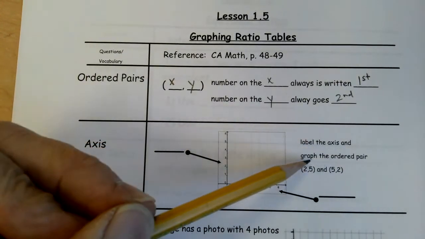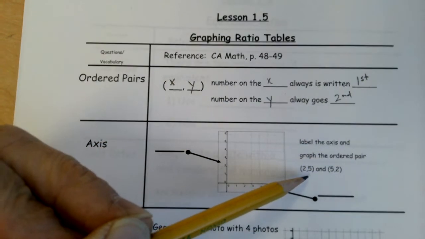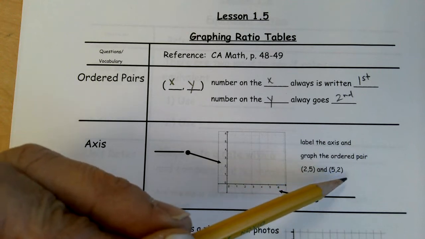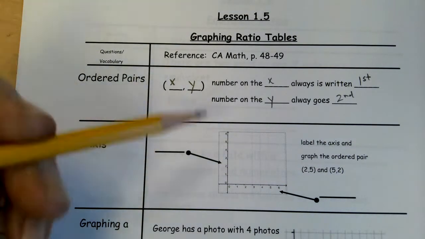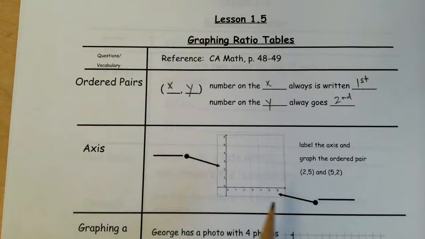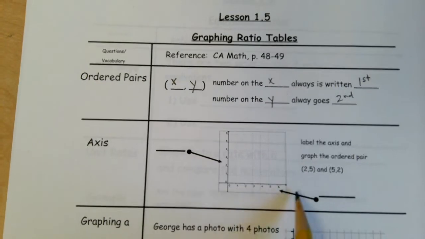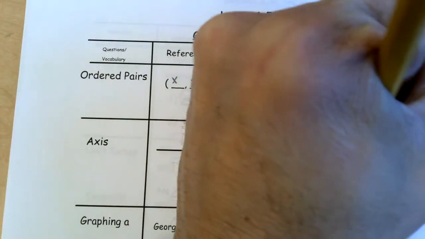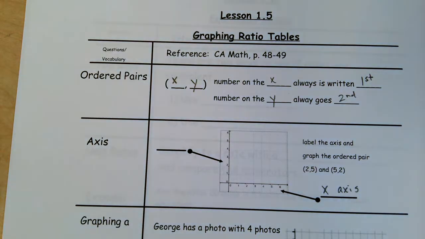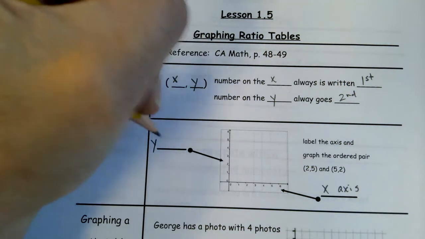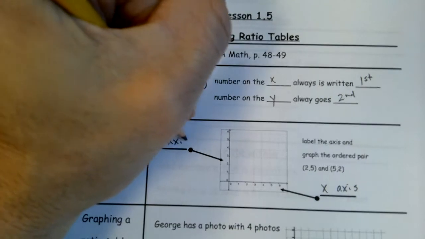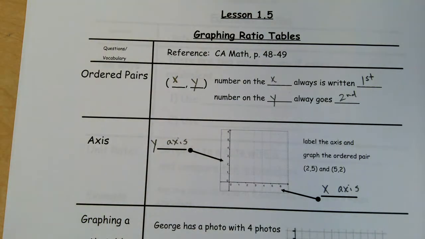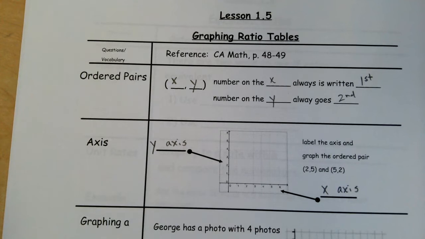Label the axis and graph the ordered pairs (2, 5) and (5, 2). First we're going to label the axis. Let's do this one first. This one that runs horizontally is the x-axis. The one that runs vertically is the y-axis. And then we're going to be asked to graph the ordered pairs. So let's take care of this one first.